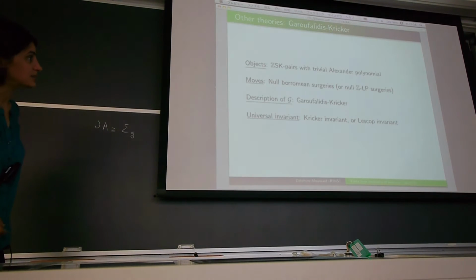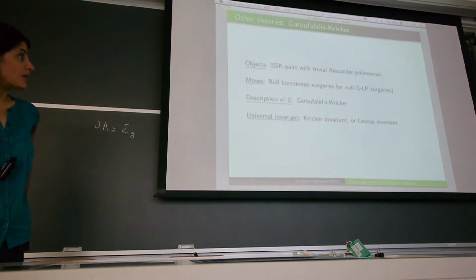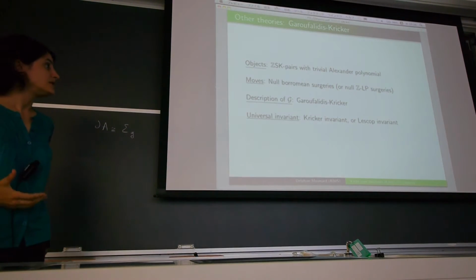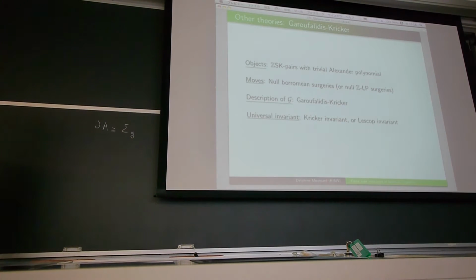And the graded space for ZSK pairs with trivial Alexander polynomial has been described by Garoufalidis and Kricker using the Kricker invariant, which is some kind of equivariant version of the LMO invariant. And indeed, one can also use in this case the Lescop invariant, which is defined by integrals on configuration spaces. So here we again have the possibility to give an equivalence between these two invariants for knots in integral homology spheres with trivial Alexander polynomial.